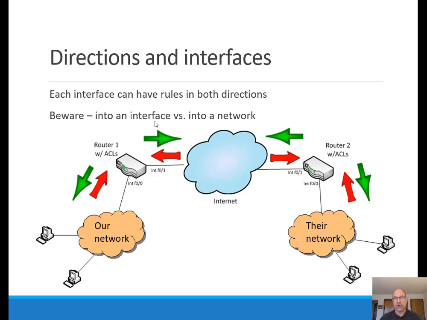Now, here's the tricky part. Sometimes people think in terms of the network. I want stuff to be allowed to go out of my network. Well, if I'm going out of my network, that's into F0/0 on router number 1 and out of interface F0/1 on router 1. See the difference there? So out of my network can be into an interface. Into my network can be out of an interface. You just have to be aware of that.